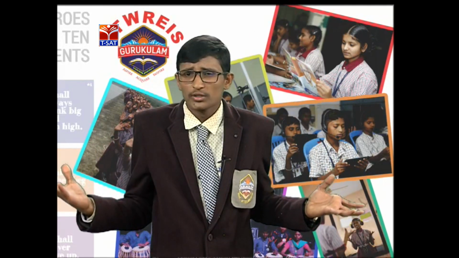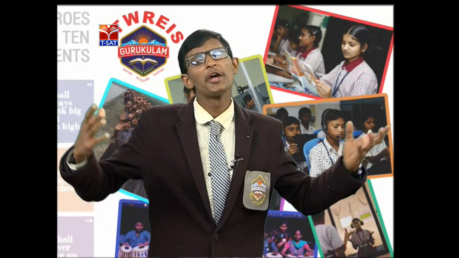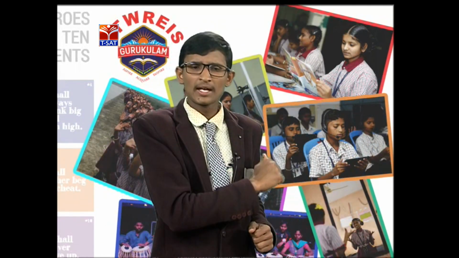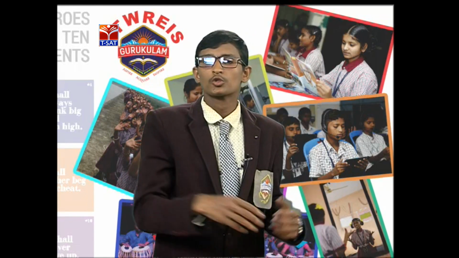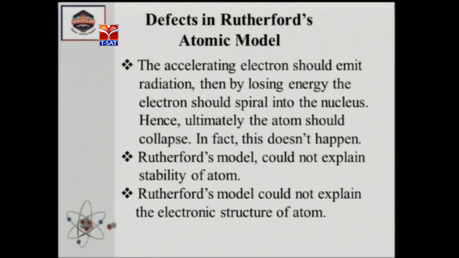Let us see, in our day-to-day life we make various mistakes. In the same way, in those days also Rutherford had some defects in his atomic model. So let us learn a few defects in the Rutherford atomic model. The accelerating electron should emit radiation. Then by losing energy, the electron should spiral into the nucleus.